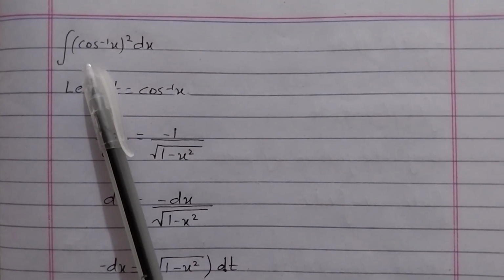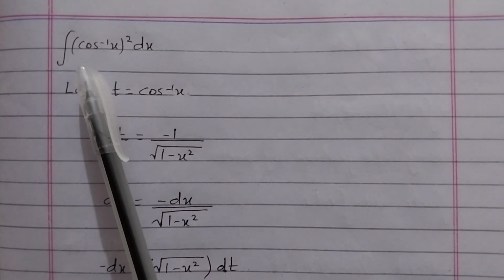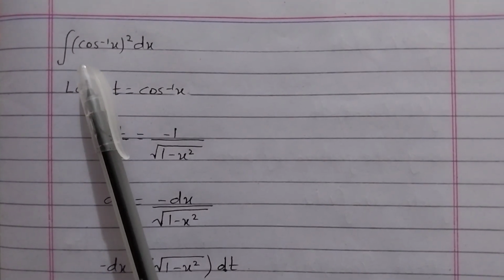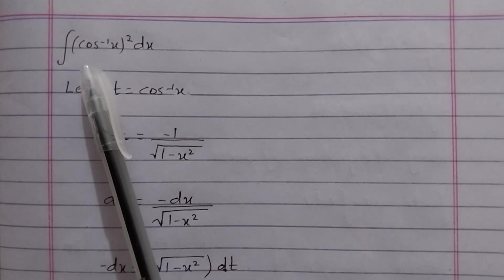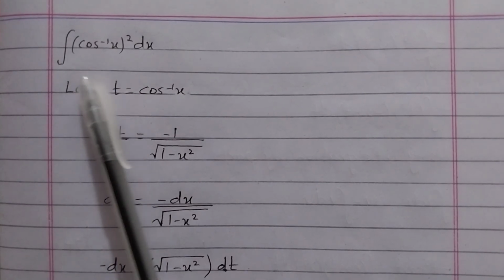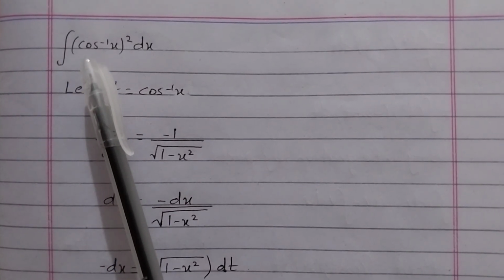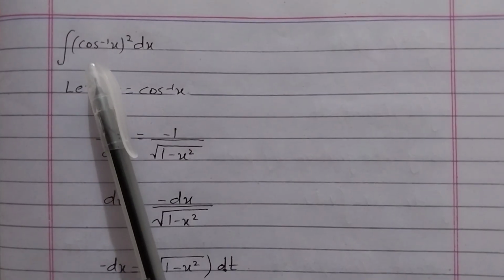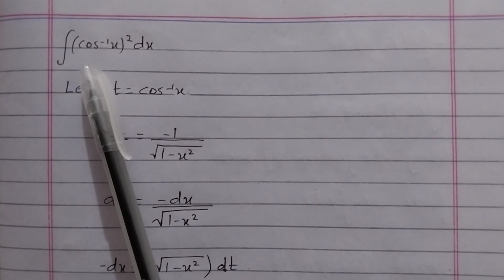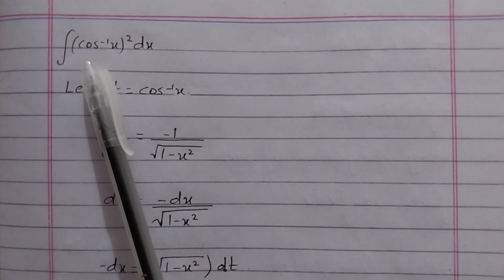So can we use trigonometric substitution here? Not really, because we don't have any expression which resembles the derivative of some inverse function. We don't have 1 minus x square or x square minus 1. So all of those strategies are not applicable here.